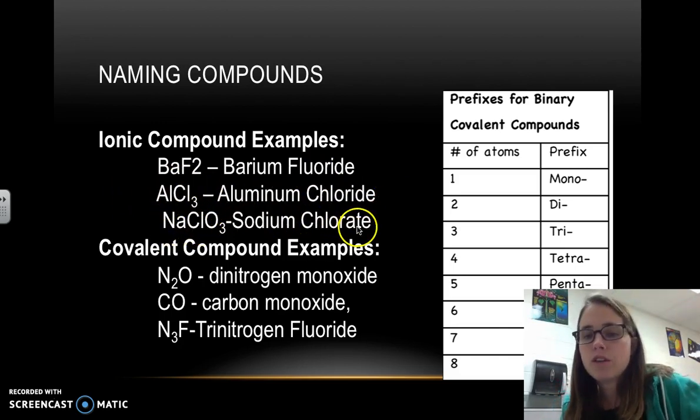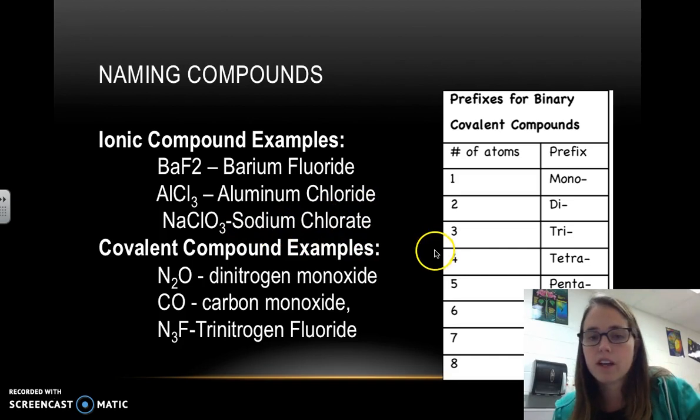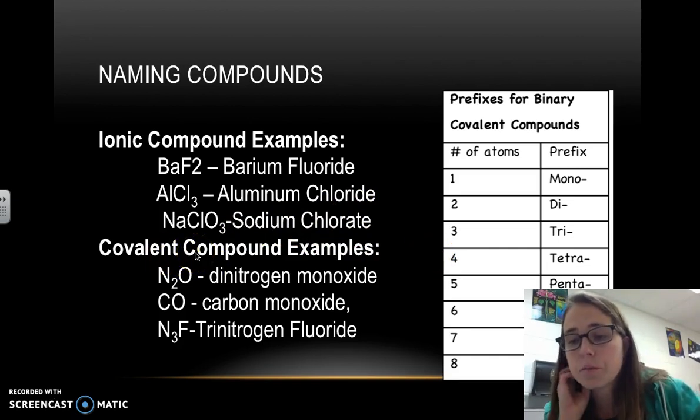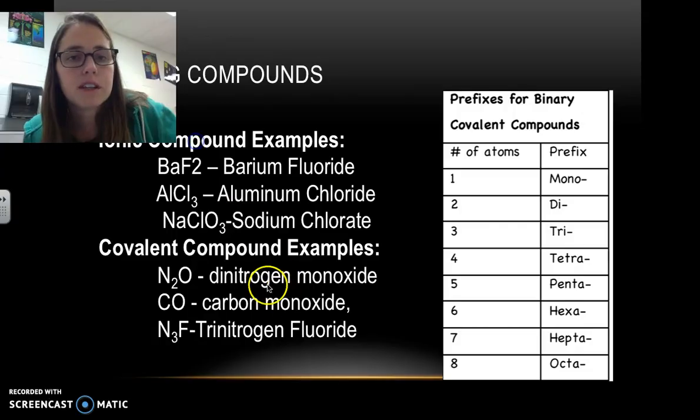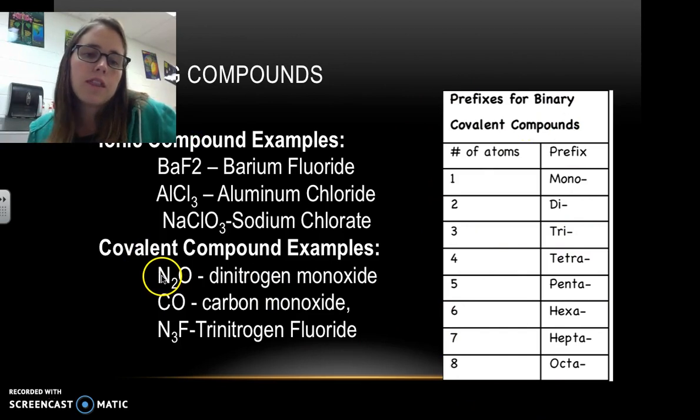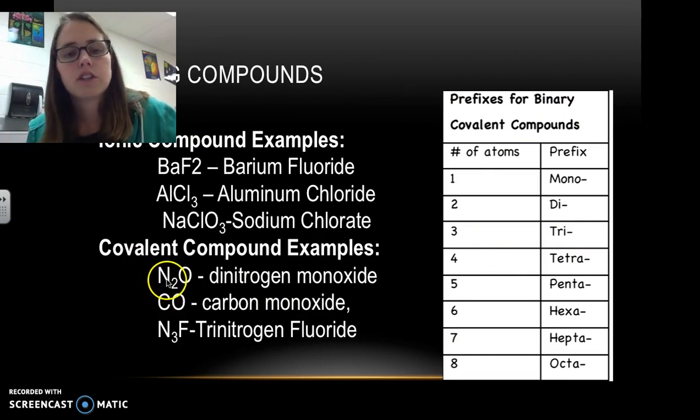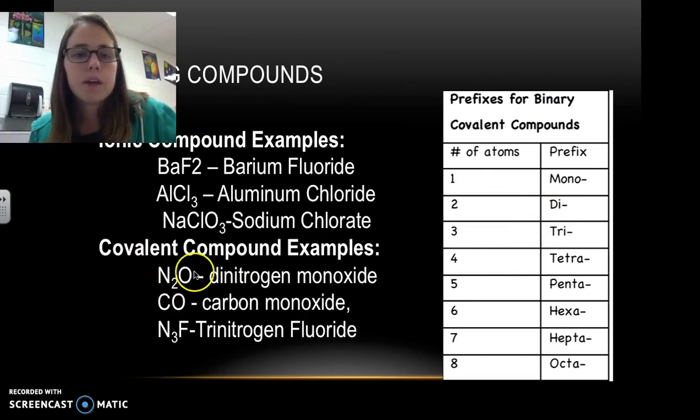Sodium, and then we know this from our polyatomic ions, it's chlorate, so sodium chlorate. Now covalent ones use the prefixes, and the prefixes are listed right here. So for this one that has 2 nitrogens and 1 oxygen, it becomes dinitrogen, because we have 2 nitrogens, monoxide, because we only have 1 oxygen.